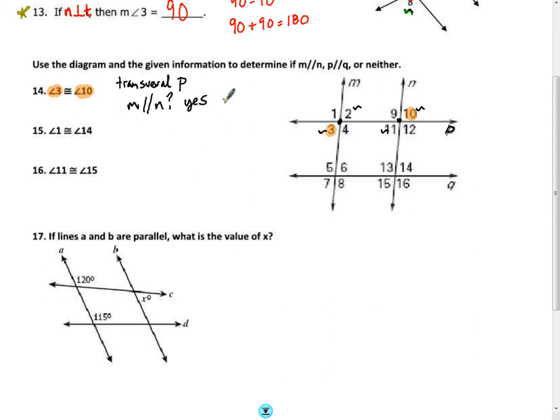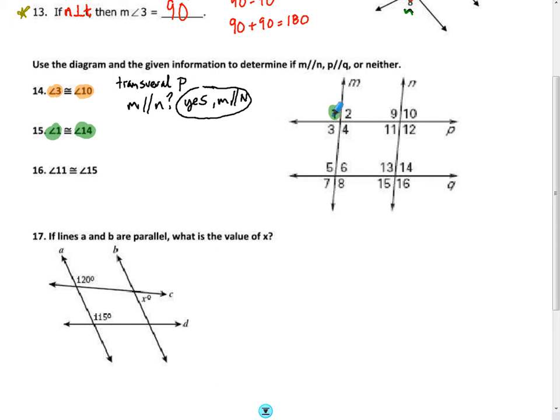Alright? So now let's go ahead and look at number 15. Number 15, I'm going to erase some of my work in my picture here so we don't get that confused with other problems. Here in number 15, I'm going to use a green highlighter. We're looking at angle 1 and angle 14. And the first thing we want to pick up is where's the transversal? Where's the line that these two vertices share?